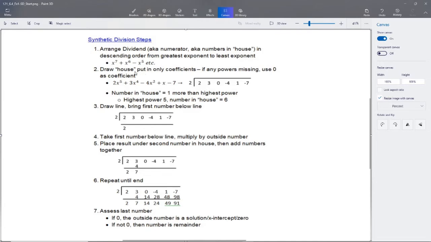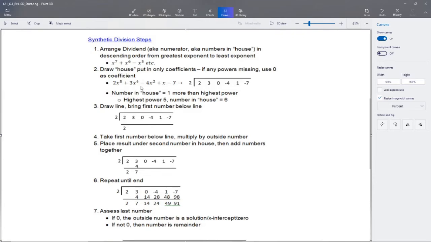Then we're going to draw a house. What I call a house is that half of a rectangle that you see here. And we're going to put only the coefficients from the first step in there. So if we had 2x to the 5th plus 3x to the 4th minus 4x squared plus x minus 7, that's what we would put inside the house. We have to be careful, though. If we're missing a power, as you can see here, it went from 3x to the 4th to 4x squared, and what happened to the x cubed one?